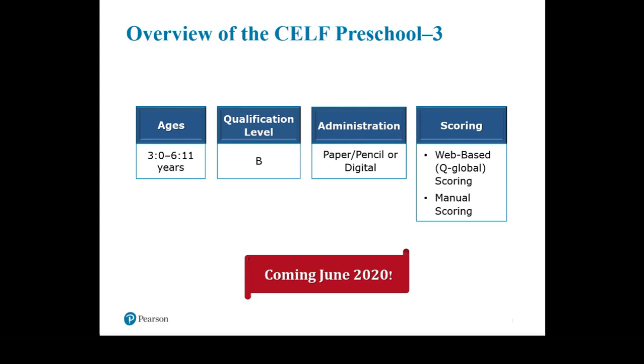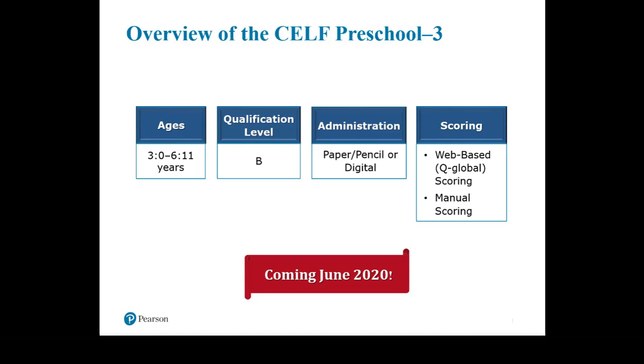The CELF Preschool-3 provides a flexible, multi-perspective assessment process for pinpointing a child's language and communication strengths and areas of need for support, and for making relevant recommendations for intervention and accommodation. The CELF Preschool-3 is an individually administered, norm-referenced instrument that can be used to assess the language and communication skills of children ages 3 through 6 years of age. It requires a qualification level of B.